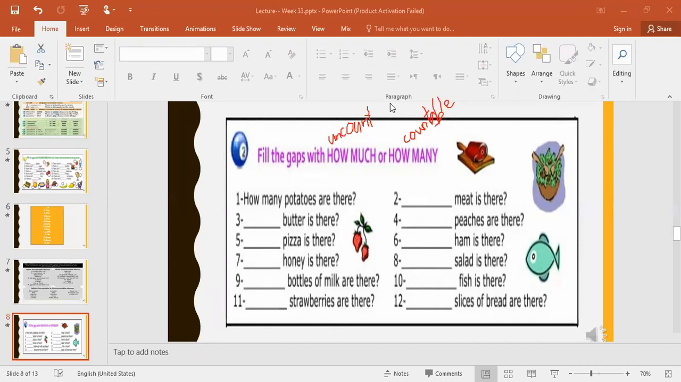How many butter is there? Can we count it? No. I need to put that: how much butter is there? Very good. How much butter is there?